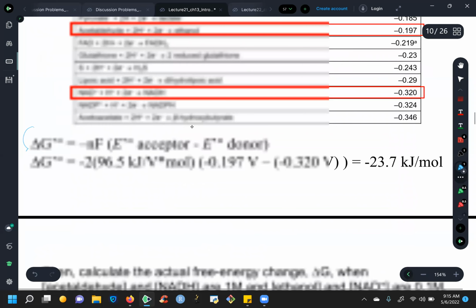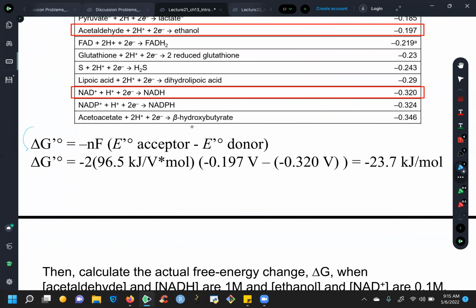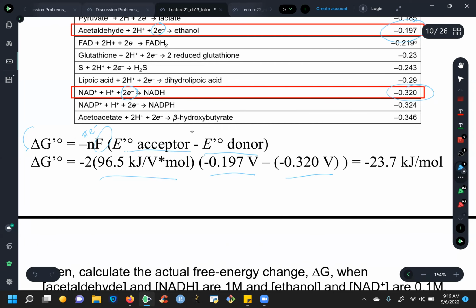So standard free energy change is just minus n, the number of electrons. They used 2 because in the reaction they're using, you can see that this is 2 electrons. And F is Faraday's constant. Then the reduction potential of the acceptor, which is the more positive number, that guy right there, minus the standard reduction potential of the donor, which we know is the more negative number. And then you just do your calculations and that's it.